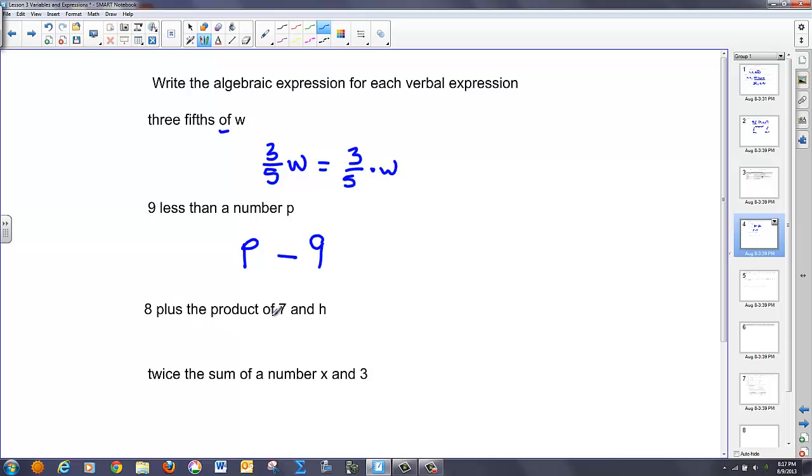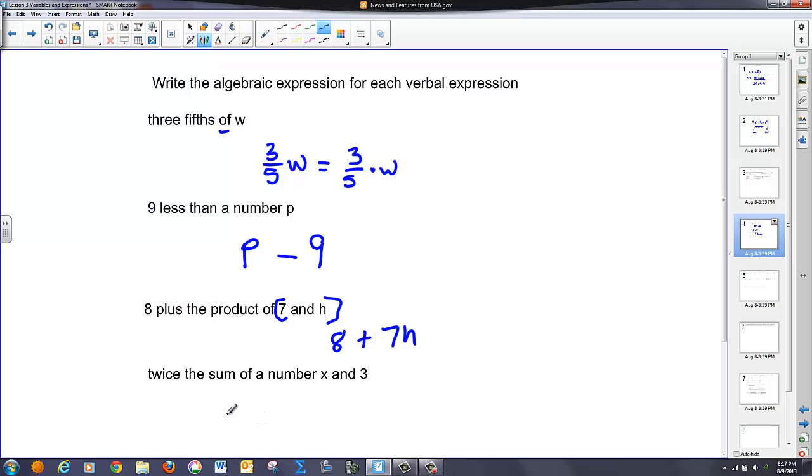8 plus the product of 7 and H. So here is my product, 7 and H. So if I have a product, that means a multiplication of 7 and H. And then I'm going to add to that because it says 8 plus. I'm going to add 8 to that.